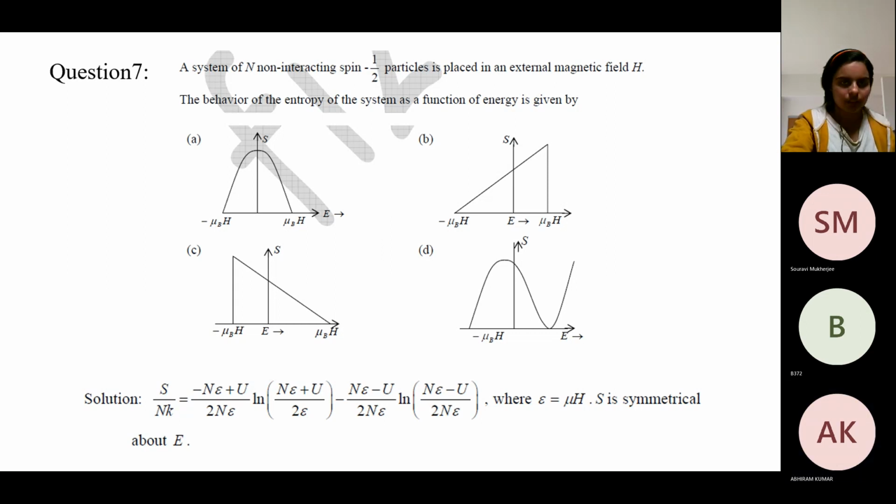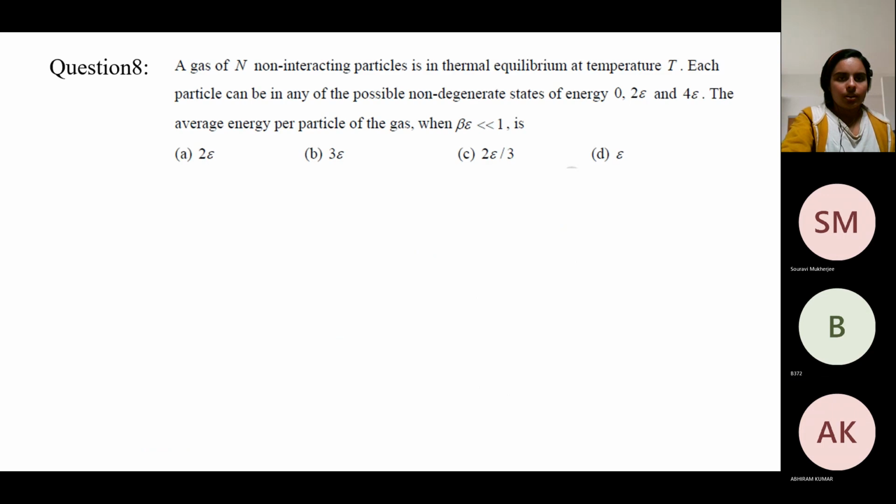Okay. So now we have a gas of n non-interacting particles in thermal equilibrium at temperature T. Each particle can be in any of the possible non-degenerate states: 0, 2 epsilon or 4 epsilon. The average energy per particle of the gas is. So can you tell me how to proceed with this question?